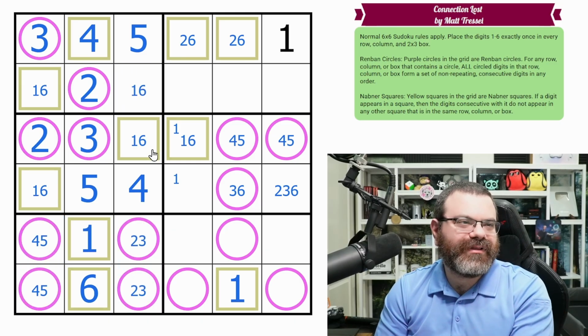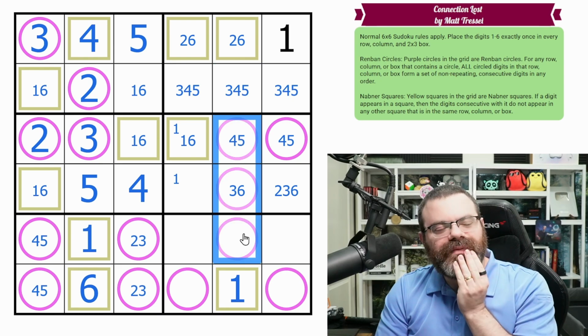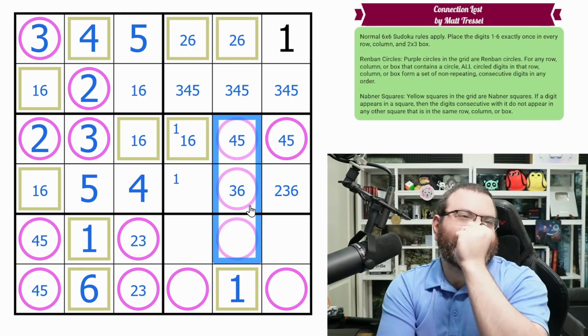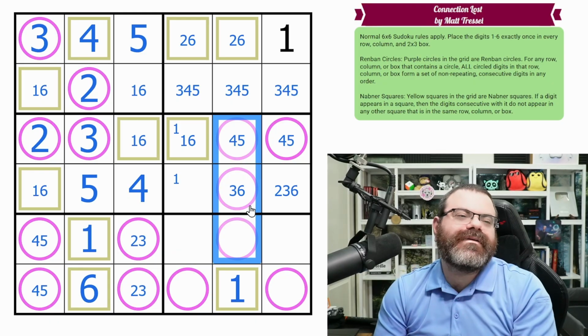This is a 1, 6 just for the column. Yeah, this is 1, 2, 6. This is 3, 4, 5. Let's write that out. Ooh, does that interfere with our Renban? Yeah, this can't be 3, 4, 5. That's the point, but... Oh, okay.